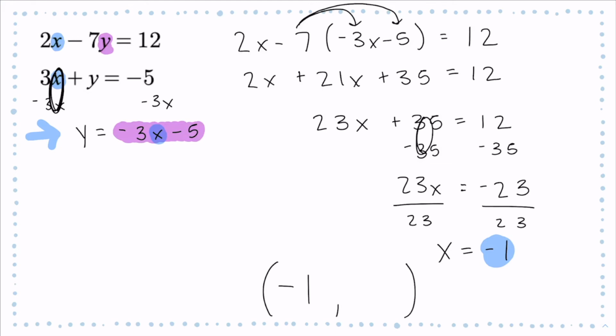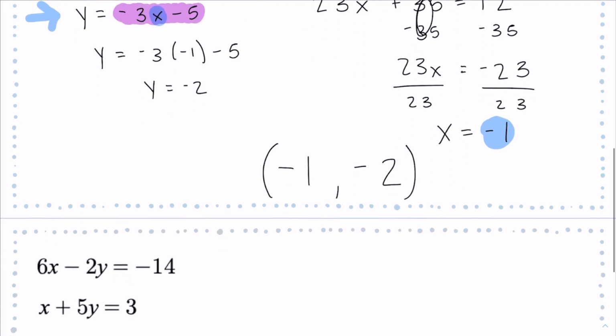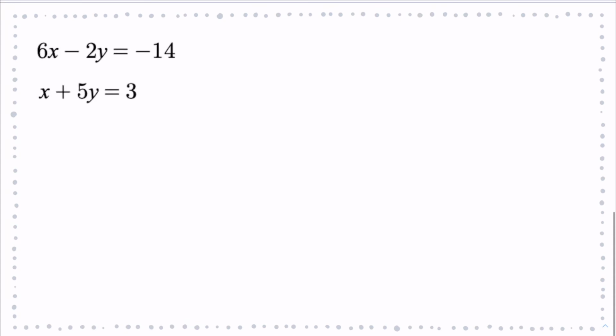That's what I'm going to do. So y equals negative 3 times negative 1 minus 5. So negative 3 times negative 1 is a positive 3. 3 minus 5 gives us negative 2. And remember, we can check that solution. It should make both equations true. Okay, let's look at our next example.